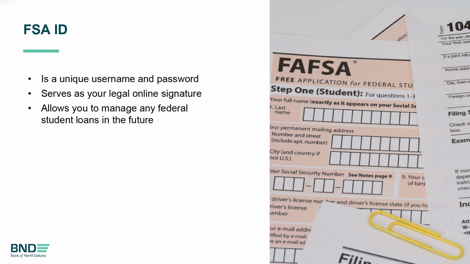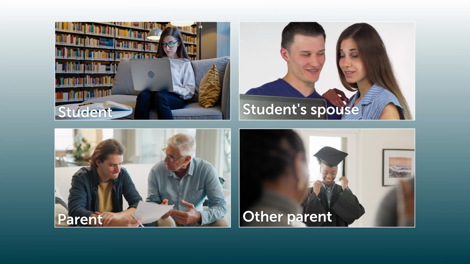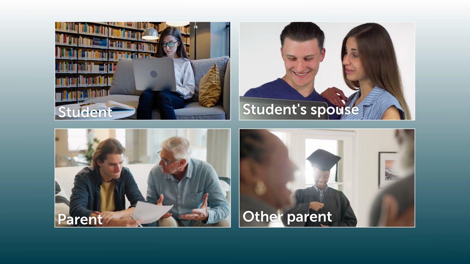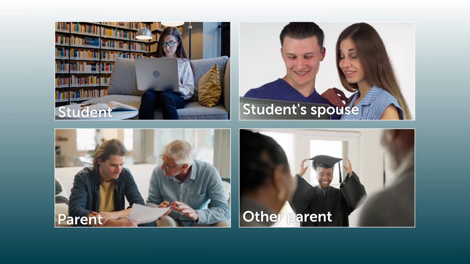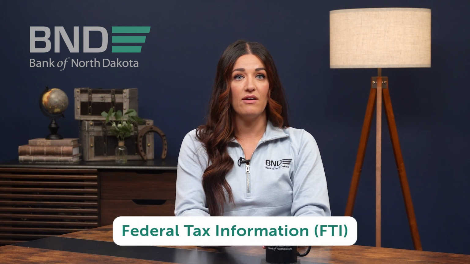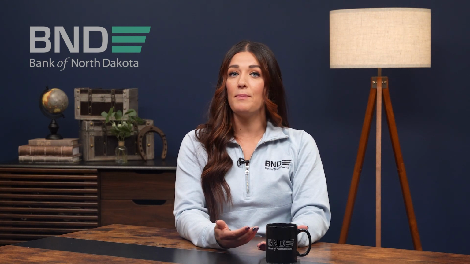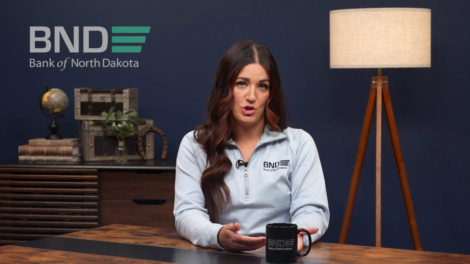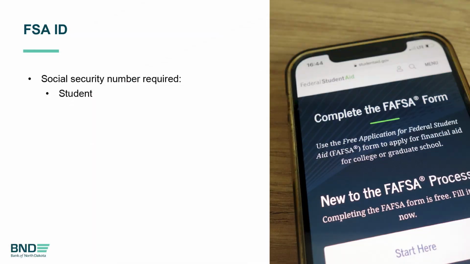There are 4 roles of people called contributors who may need an FSA ID: the student, student spouse, parent, and other parent. A contributor is any person who is required to share their federal tax information, or FTI, on the FAFSA. Who is required as a contributor on a student's FAFSA depends on the student's dependency status and family situation. All students will need their own FSA ID and are required to have a Social Security number.